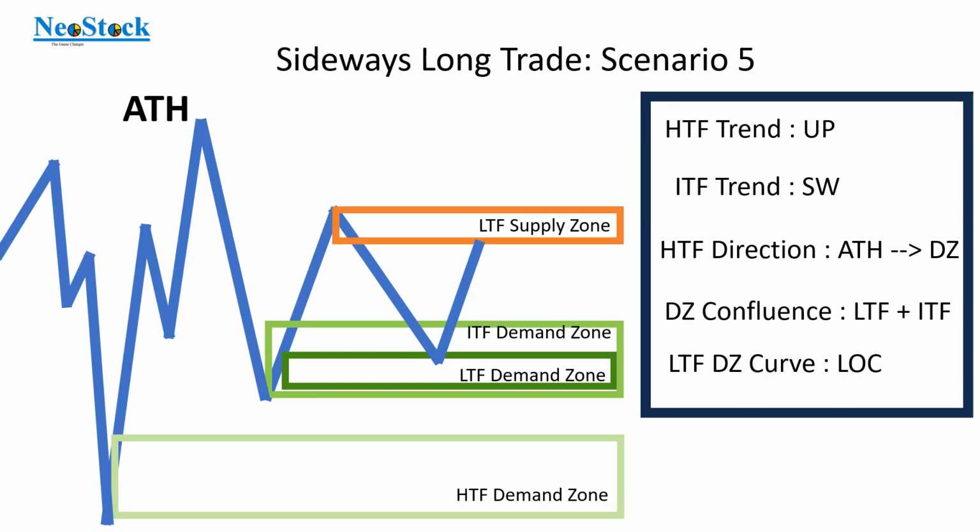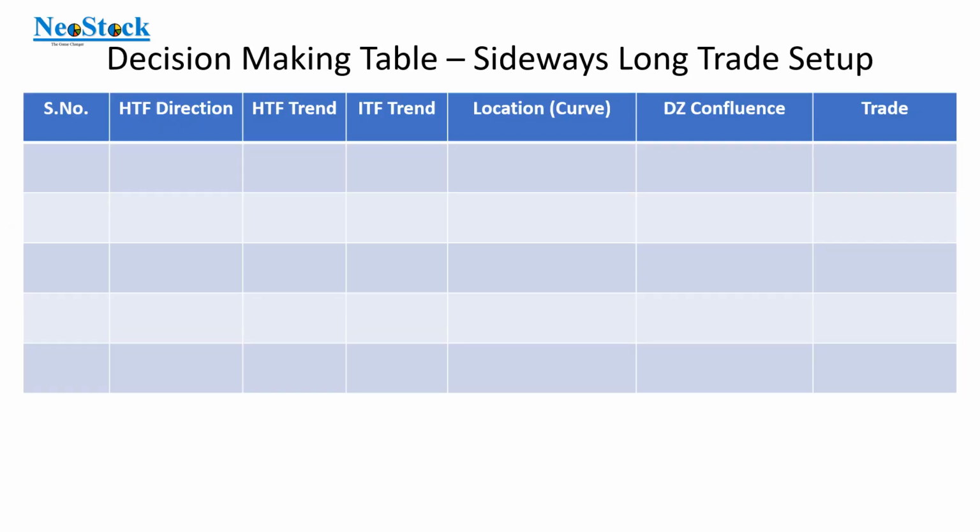Now all these rules, I will put in a table. We are calling the table our decision making table, DMT table. So this is the sideways long trade setup rules. You have learned 5 rules, right? The first rule, what you learned: when prices are moving from demand zone to supply zone. Which demand zone? HTF demand zone to HTF supply zone. That's why the title is HTF direction. And HTF trend should be uptrend. ITF trend should always be sideways.